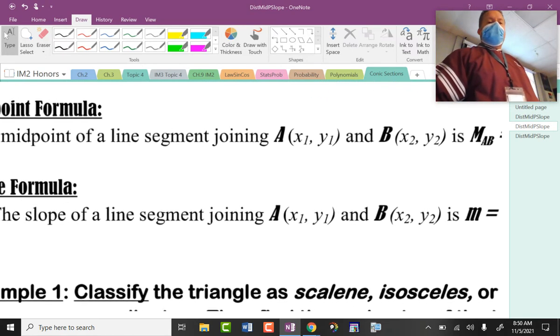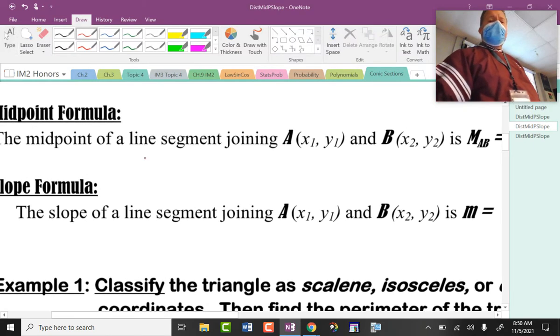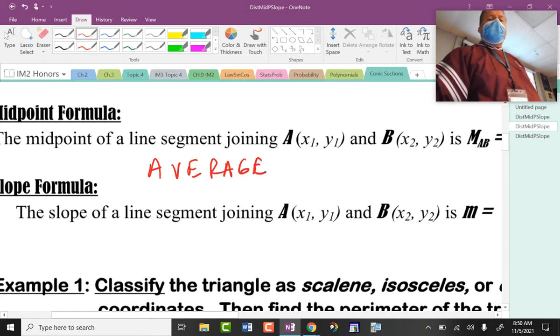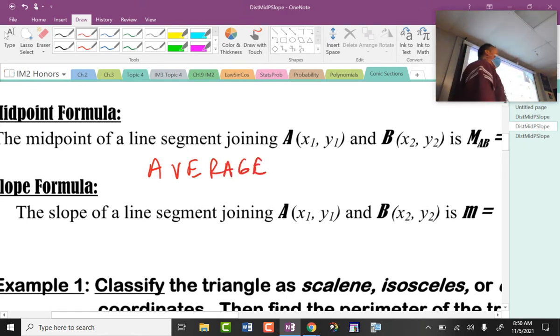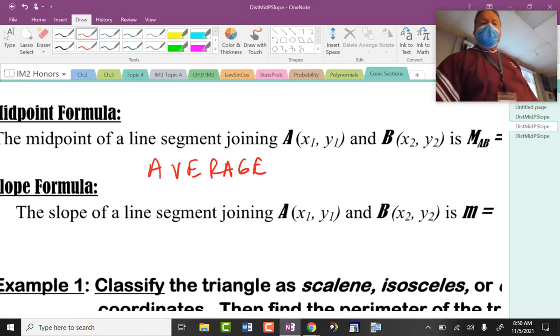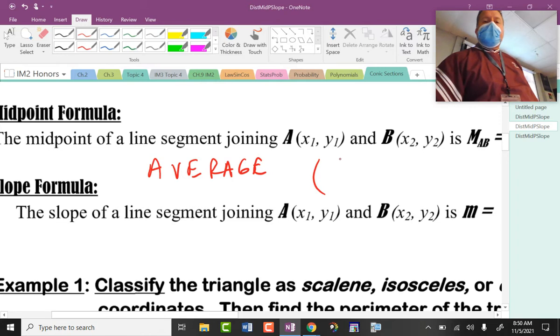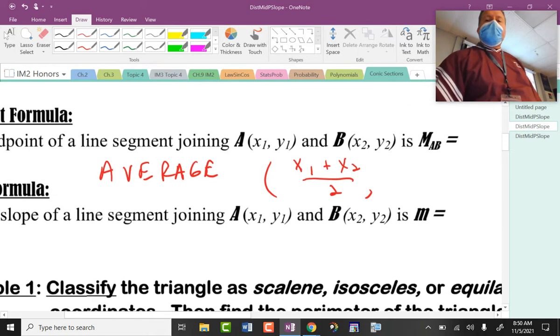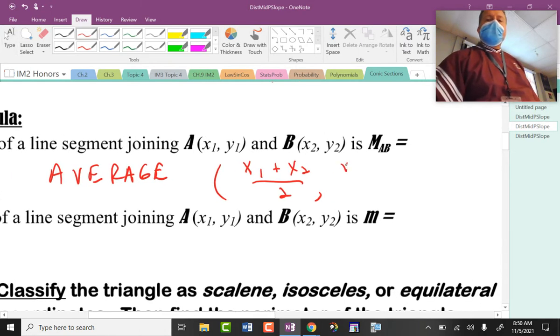The other thing is midpoint formula. Think of midpoint as average. What do you do when you have an average? If you bowl 2 games, you add those 2 games up and then divide by 2, and then that's your bowling average. So what is midpoint? It's the average of the x's, comma, the average of the y's.